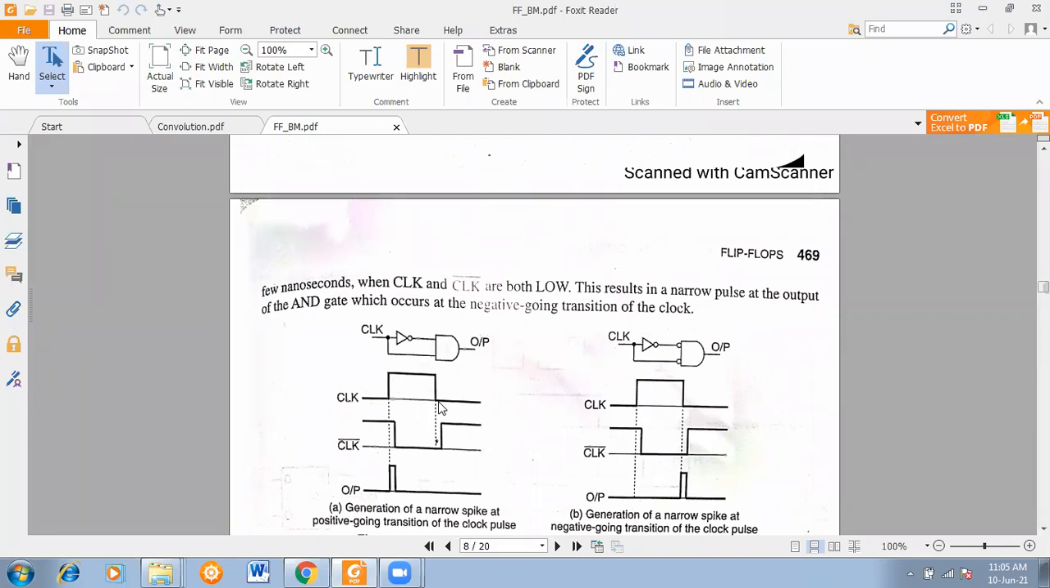One is level trigger and the second one is the edge trigger. So edge trigger is also classified into two categories. One is positive edge trigger, and on the other hand is the negative edge trigger.